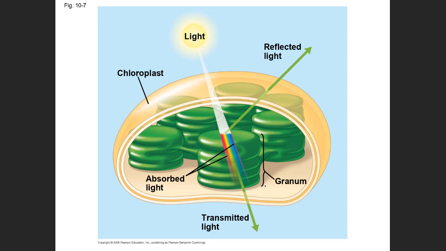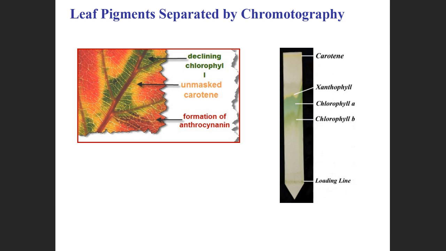So again, just trying to show you the light that goes through. Certain wavelengths will be absorbed. The wavelength that is not absorbed is the one that we see, which is green, right? Because it's not being absorbed by the plant. Now, leaves, even though they look green, they have different colored pigments in them.